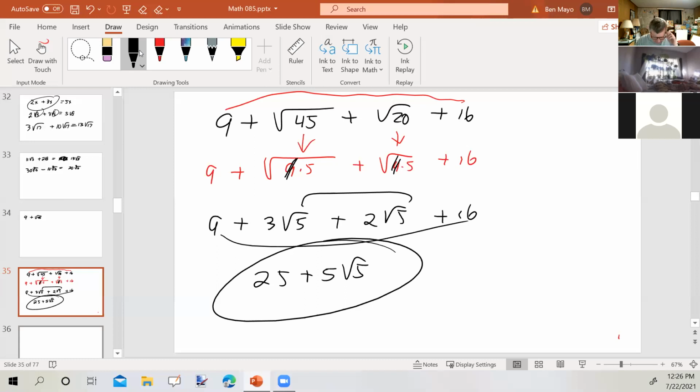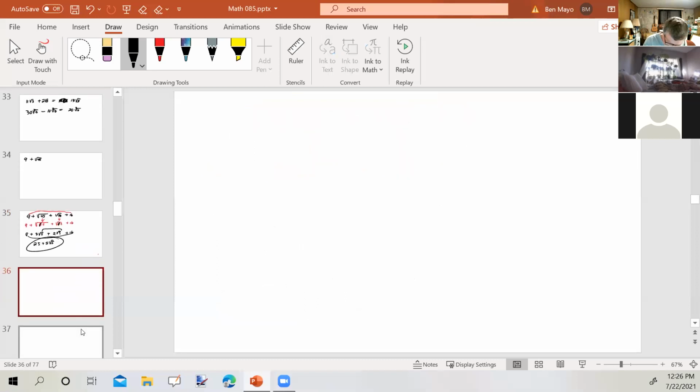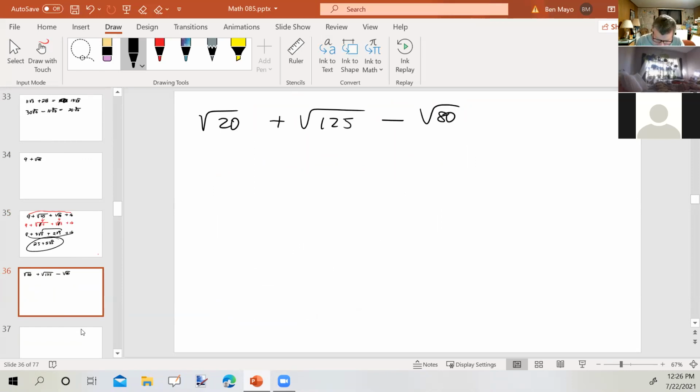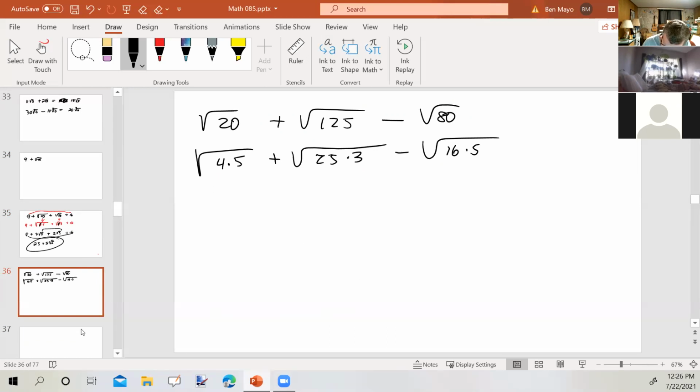Let's take a look at another one. Square root of 20 plus the square root of 125 minus the square root of 80. Okay, so 20 could be written as 4 times 5. 125 could be written as 25 times 3. And 80 could be written as 16 times 5. Now, for the sake of time, I went right to the perfect square factors.